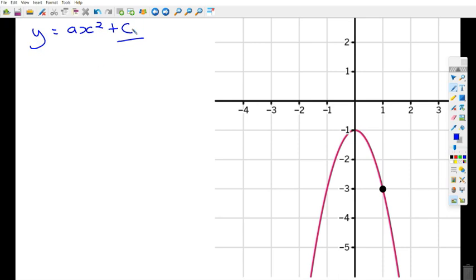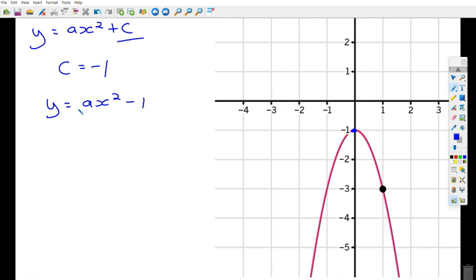Right, just so you know, only in grade 10 will my c value be my turning point. So my turning point is going to be my c value, which means c is equal to -1. Alright, let's substitute that in. y is equal to ax squared minus 1.